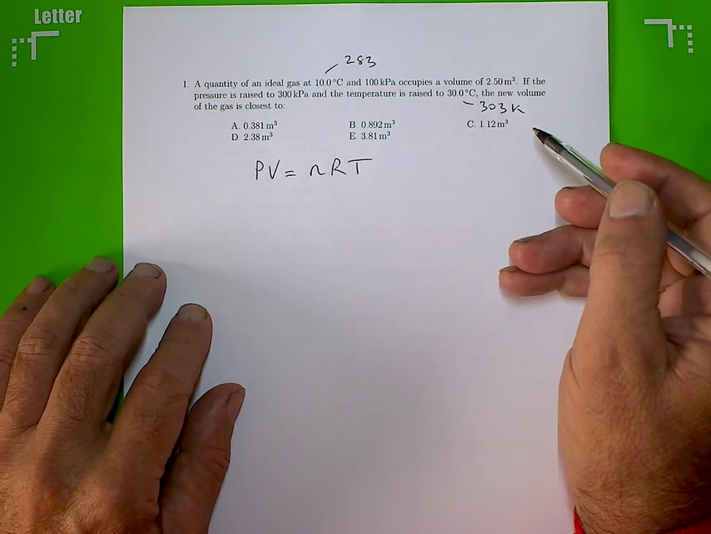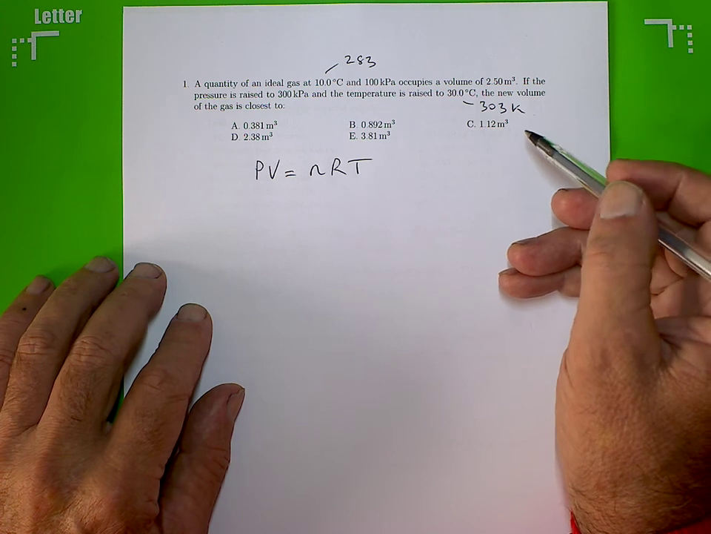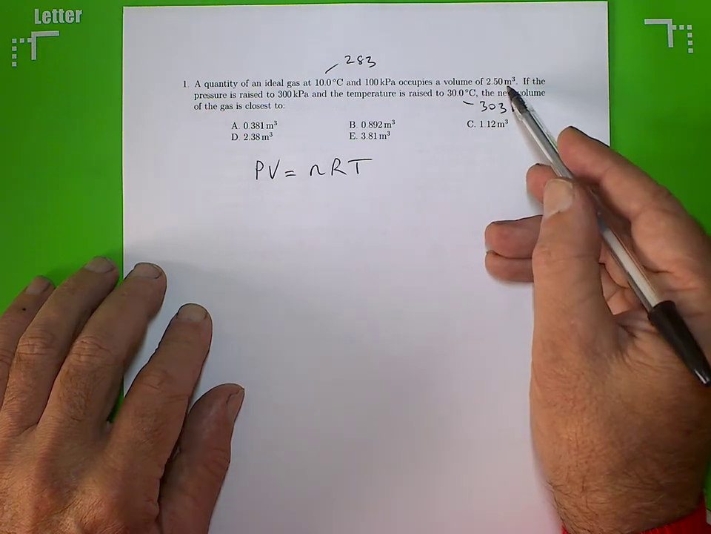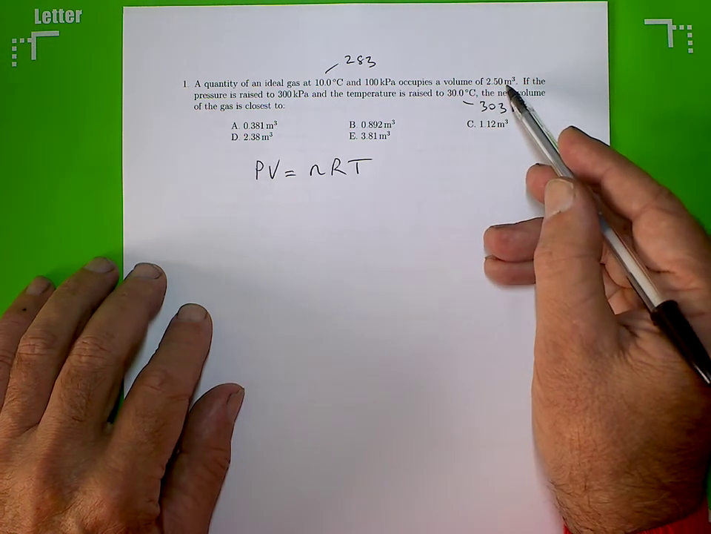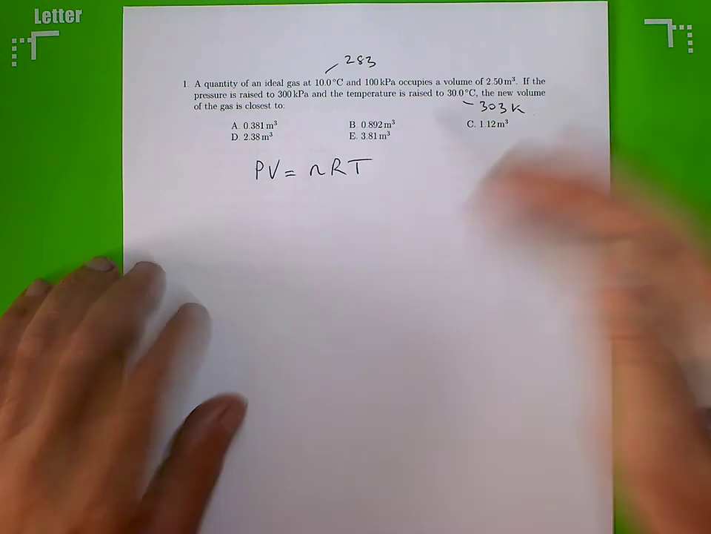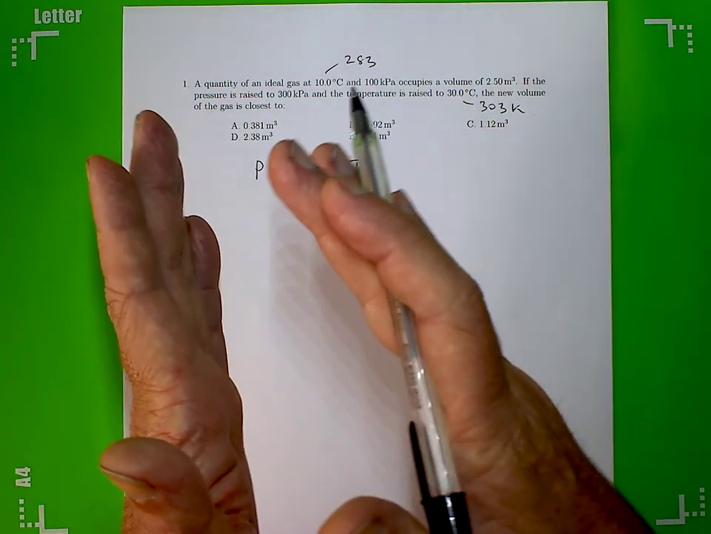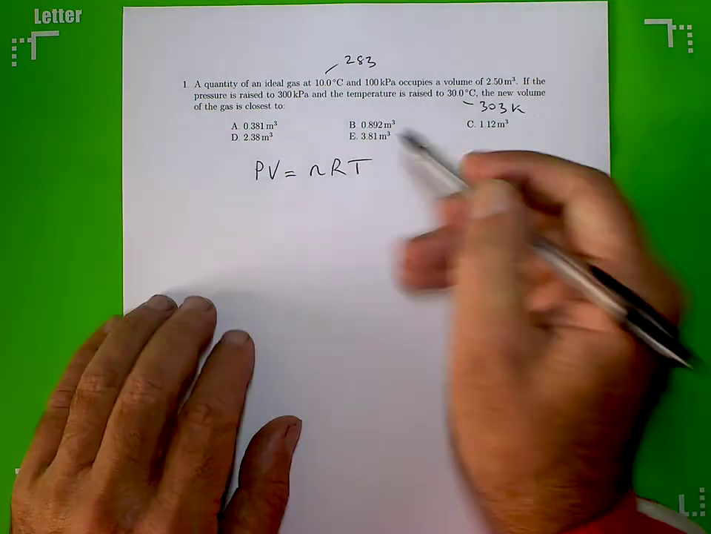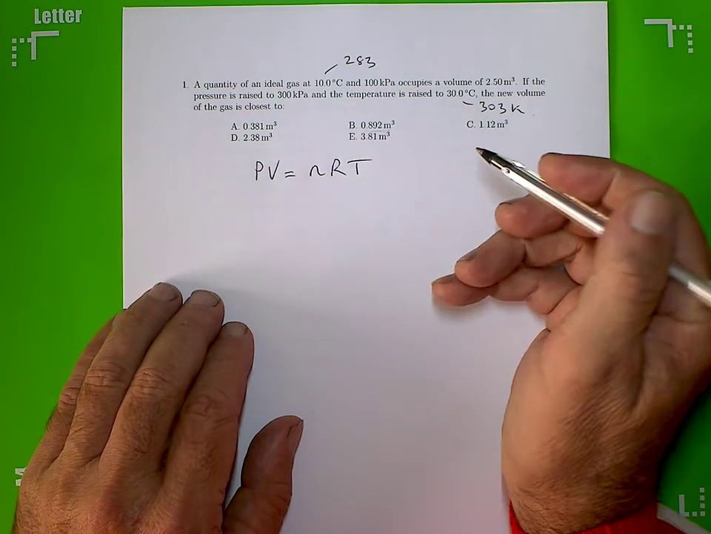So the volume will be roughly a third of what it was before. So a third of 2.5 is about 0.8. So that one's a bit over that. So go to 0.8 by pressure and then expand a little bit by increasing the temperature. So this is likely to be the answer.